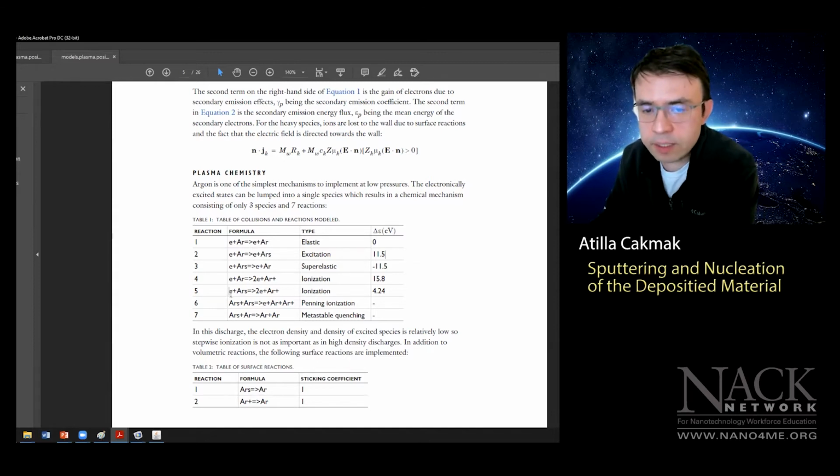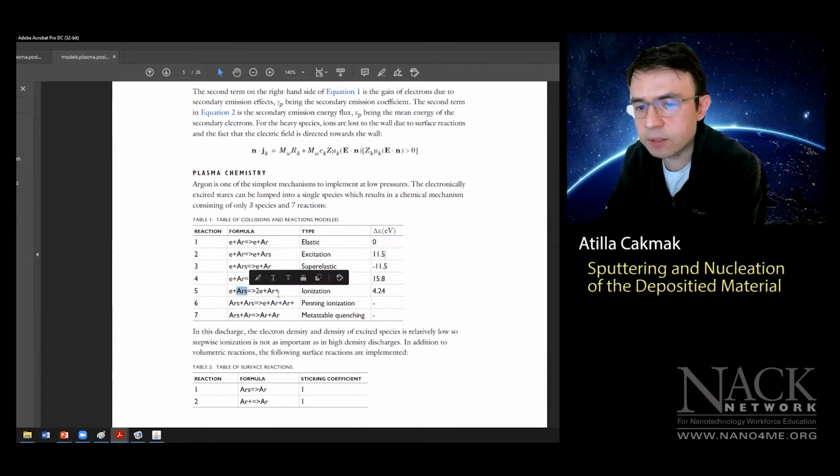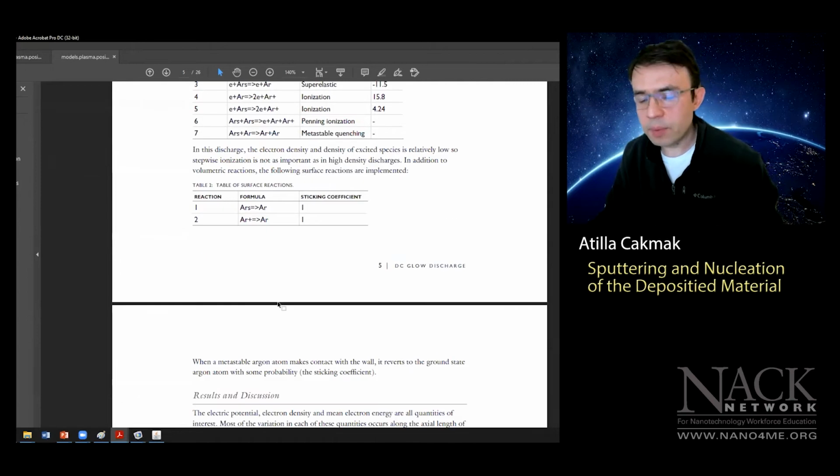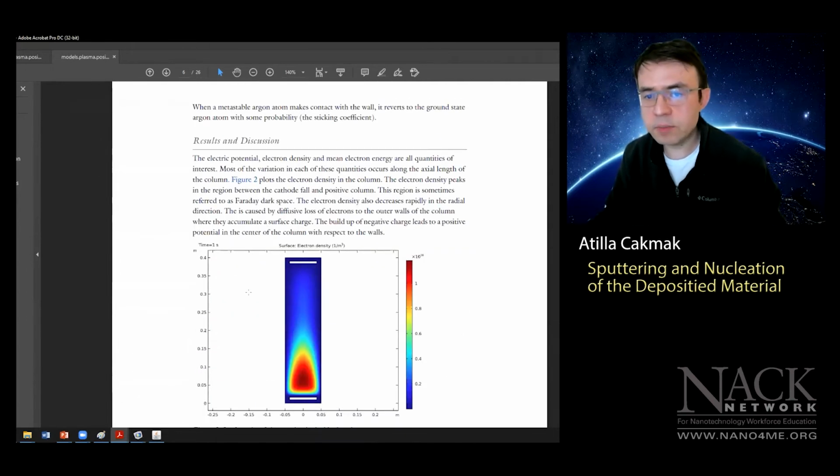And another one can happen, these kind of ionization processes might be happening. Like we can ionize the not fully ionized, but excited atom of the gas. So that's going to take less energy, 4.24. Other things are also happening. Just wanted to talk about the chemistry that is available. Now let's run the simulations.